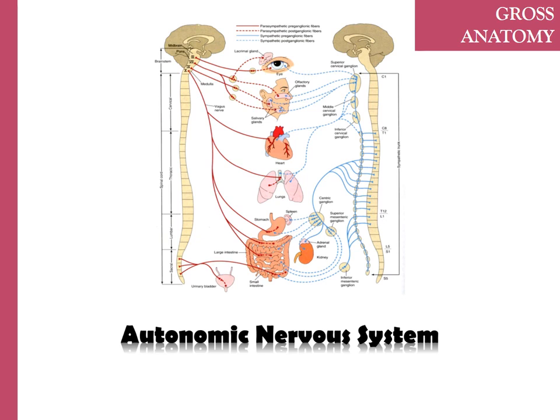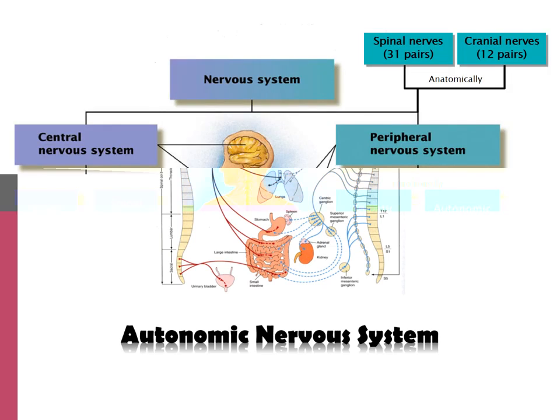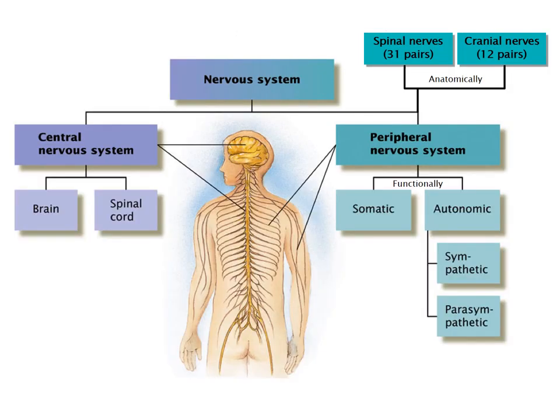This video provides an overview of the autonomic nervous system from an anatomy perspective. As we wade into the waters of the autonomic nervous system, I first want to discuss a few basic concepts. The nervous system is divided into both the central and peripheral nervous system.